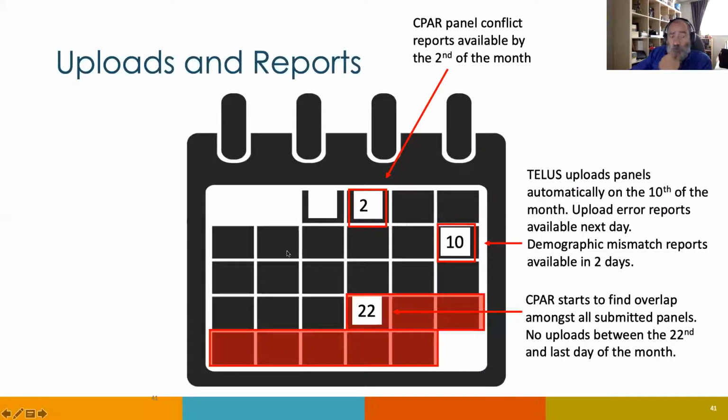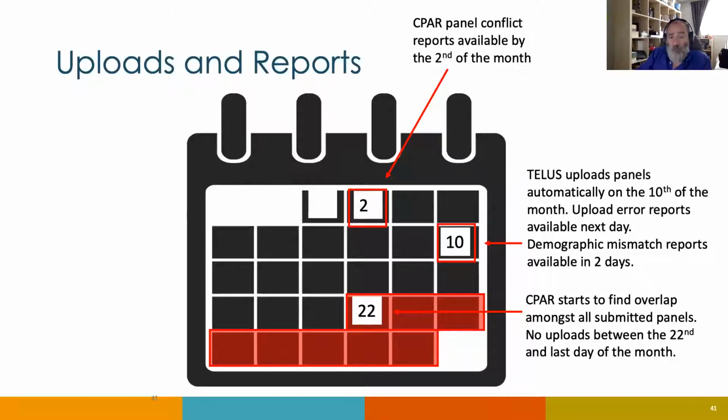Panels are uploaded automatically from MedAccess on the 10th of the month and sent to CPAR. Two things happen when that happens. One, the panel goes into the queue to be compared with other panels by CPAR, but the panel also gets compared to the demographic information in the provincial client registry, and the demographic mismatch report is created right away from that. It's available within 2 days after the 10th, so generally the 12th or 13th of the month.